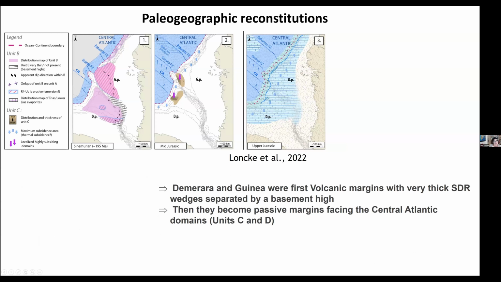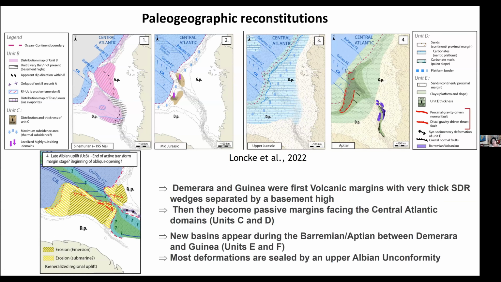So here you see the Demerara and Guinea plateau at the Jurassic forming a volcanic margin with probably two extrusive centers separated by a basement high. Later on, these passive margins were covered by unit C and unit D, forming a carbonate platform.